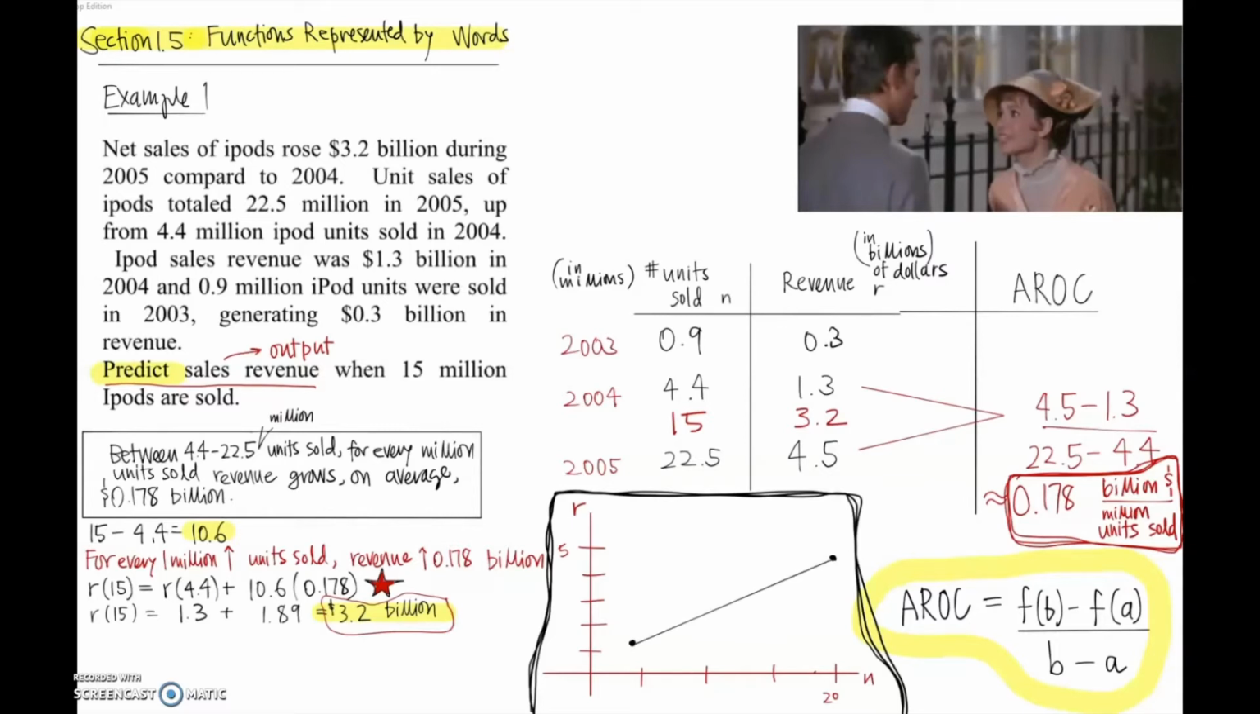So if I go to an input value of 15 on my graph, 3.2 is a reasonable estimate for the revenue. And I can see that graphically, but we did it algebraically using average rate of change so we could get a more precise number. Definitely lots to think about in this problem. I want to give you some common phrases that you might come across in some of these problems and how to tell what's an input and what's an output.